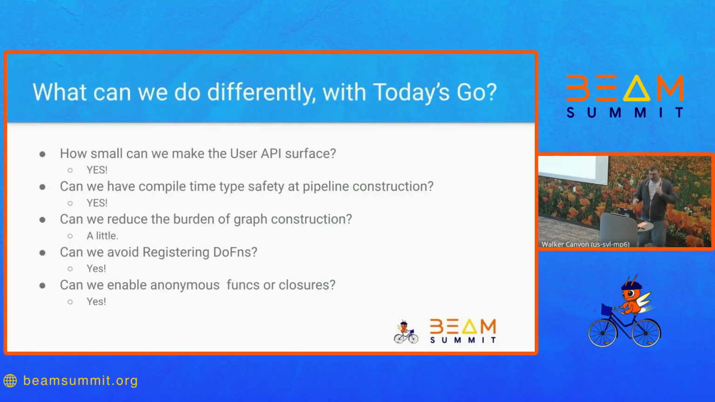So to answer those questions I had quickly: can we make the user surface API small? Yes. Can we have compile time type safety? Yes. Can we reduce the burden of graph construction? A little. But we also avoid registering the DoFns and enable anonymous functions and closures.